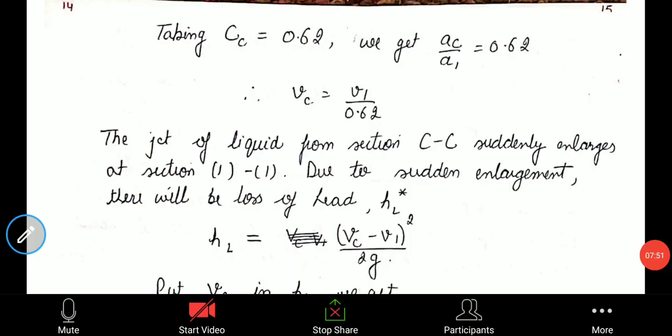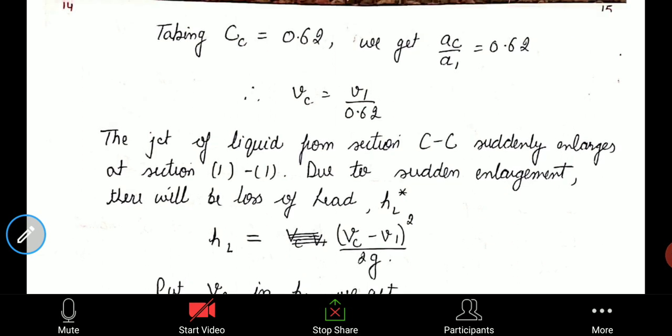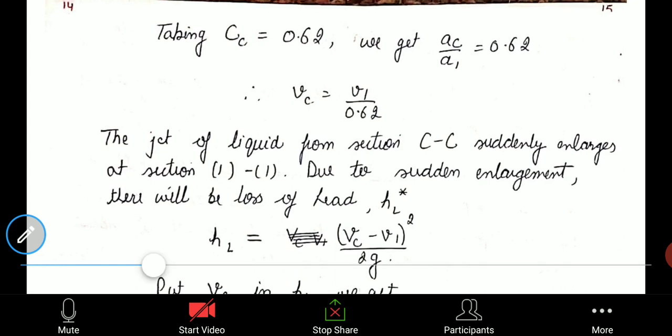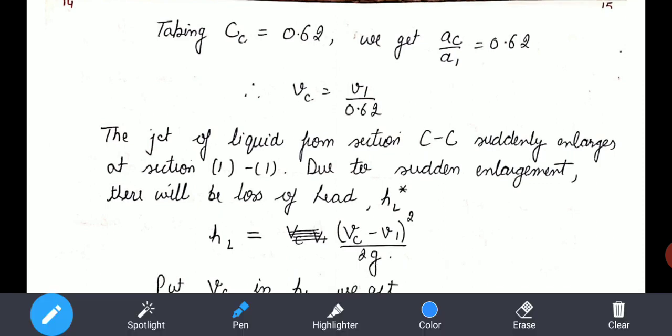Now take the value of CC as 0.62. In the first lecture I told you that these values vary between some range, and we take the value of CC as 0.62. Then, putting these values in this, we obtain the value of VC, that is the velocity at vena contracta. Now the jet of liquid from section CC suddenly enlarges. I told you that in the pipe, in the start it will contract like this, and then it will again expand and take the shape of the pipe.